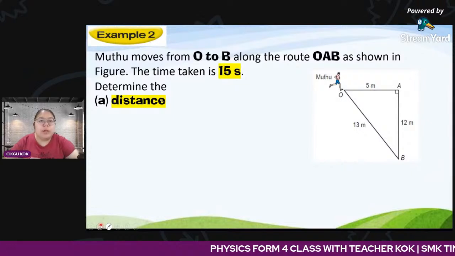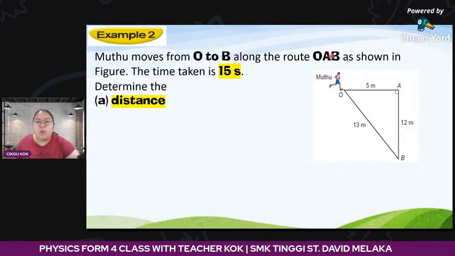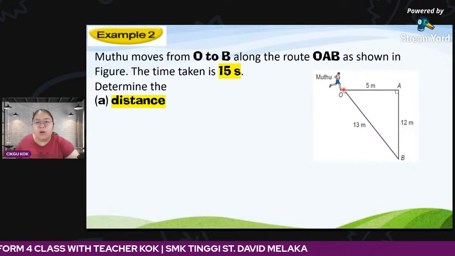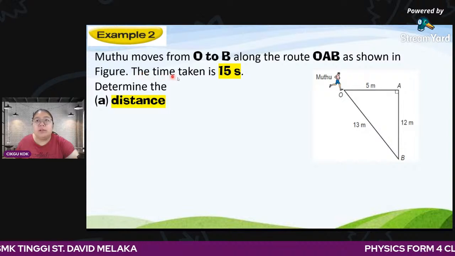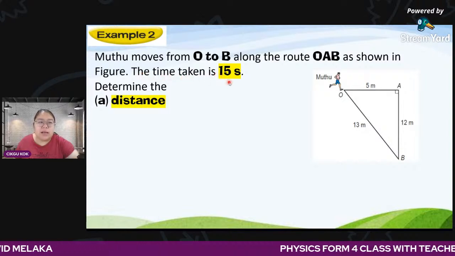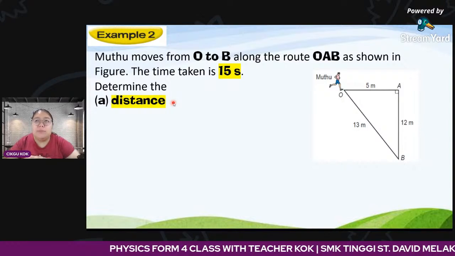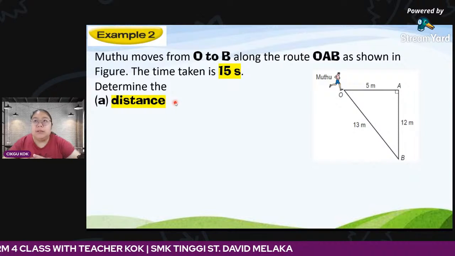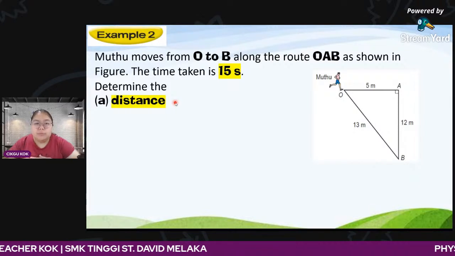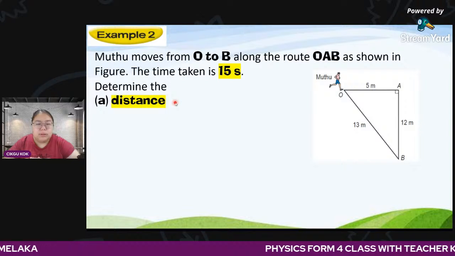Now Mutu moves from O to B, along OAB. That means O to A, then A to B, as shown in the figure. The time taken is 15 seconds. So can you determine the distance? Can you determine the distance? The distance is, what is the distance?